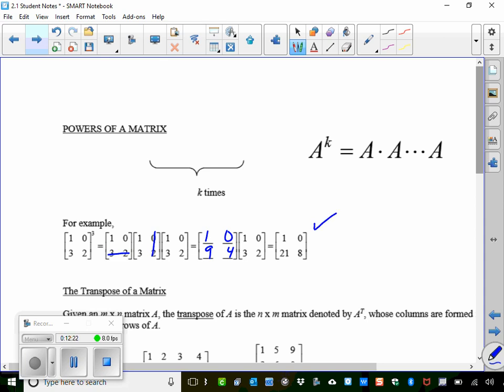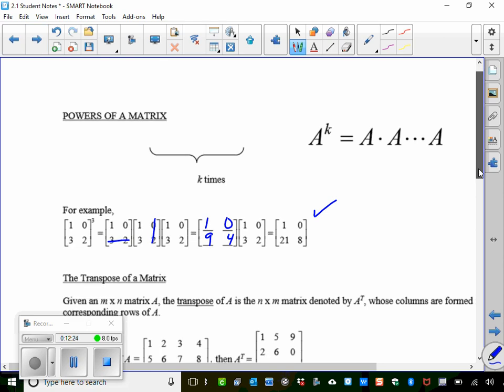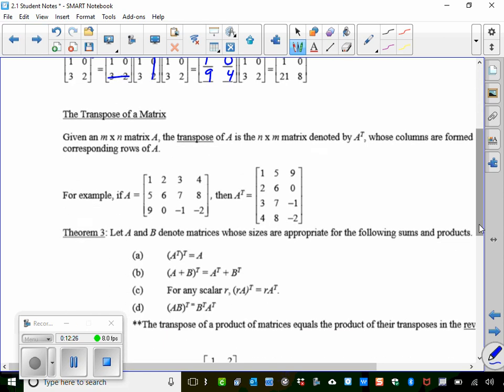Okay. All right, and then we have this thing called the transpose of a matrix. So again, this is something that's setting up something later on. This is just a definition right now, the transpose. If you take every row and turn it into a column of a new matrix, that's called its transpose. You see the 5, 6, 7, 8 was right here, 9, 0, 1 is over here. That's called A transpose, or A to the t.